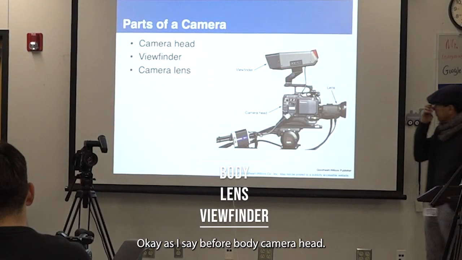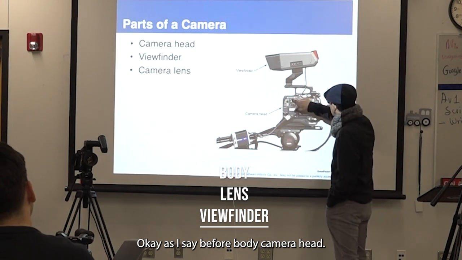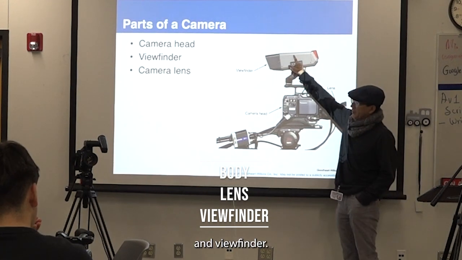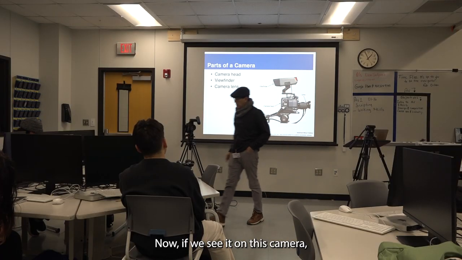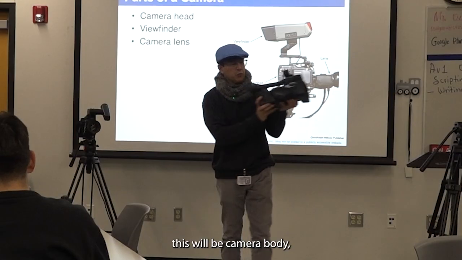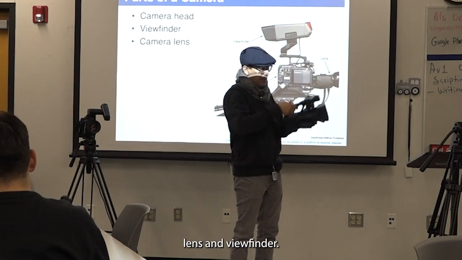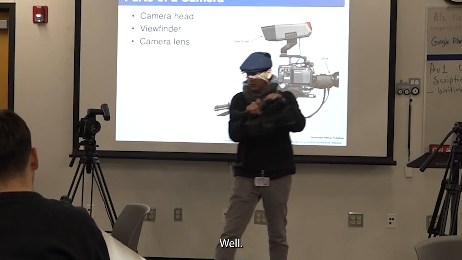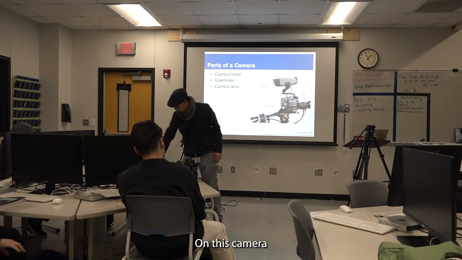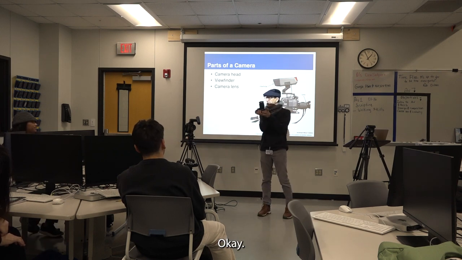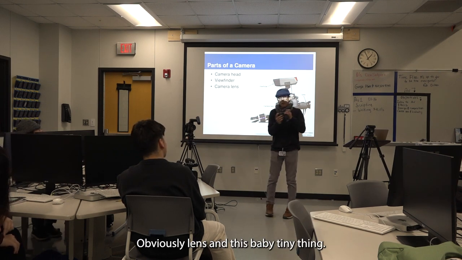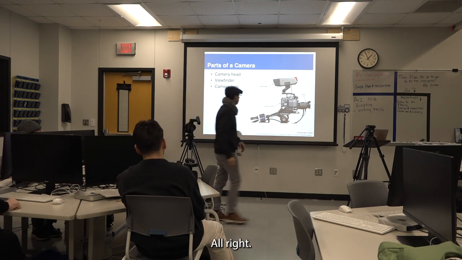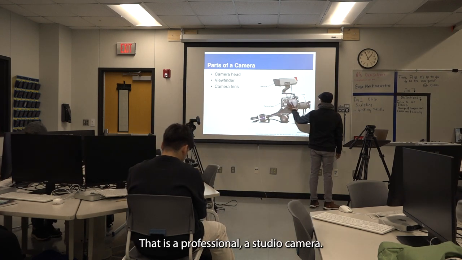Parts of a camera, very quickly. As I said before, body, camera head, lens, and viewfinder. If we look at this camera, this will be camera body, lens, and viewfinder. Or we can use this as such as well. On this camera, body, obviously lens, and this tiny thing here is the viewfinder. All right, that is a professional studio camera.